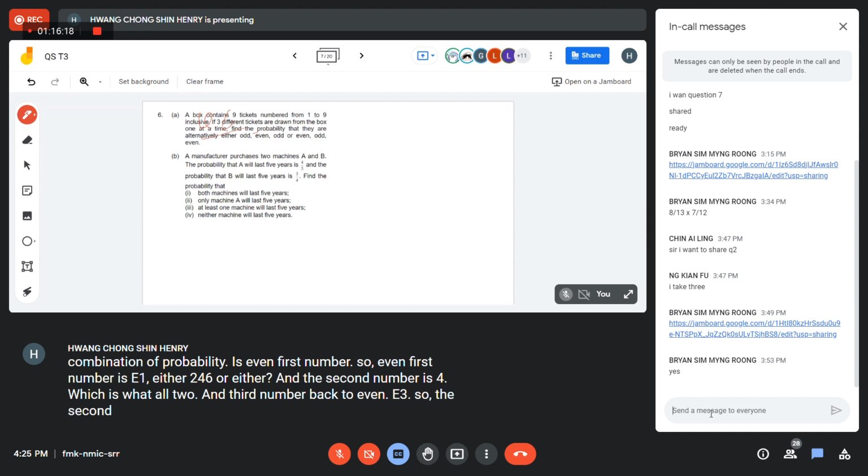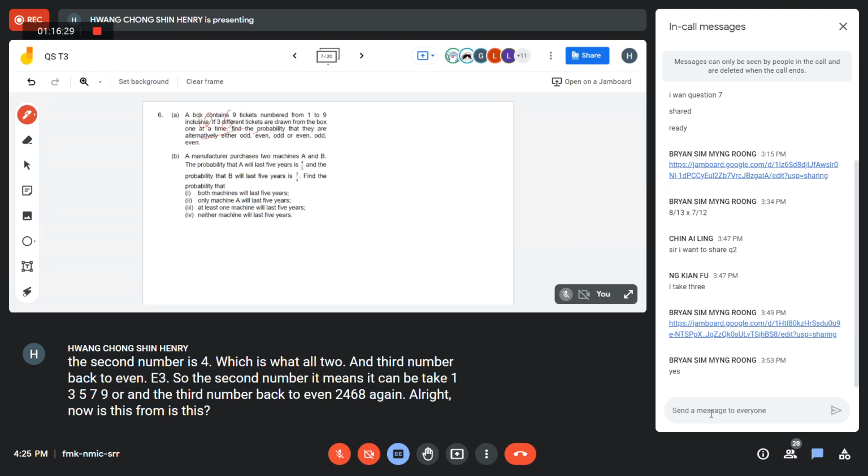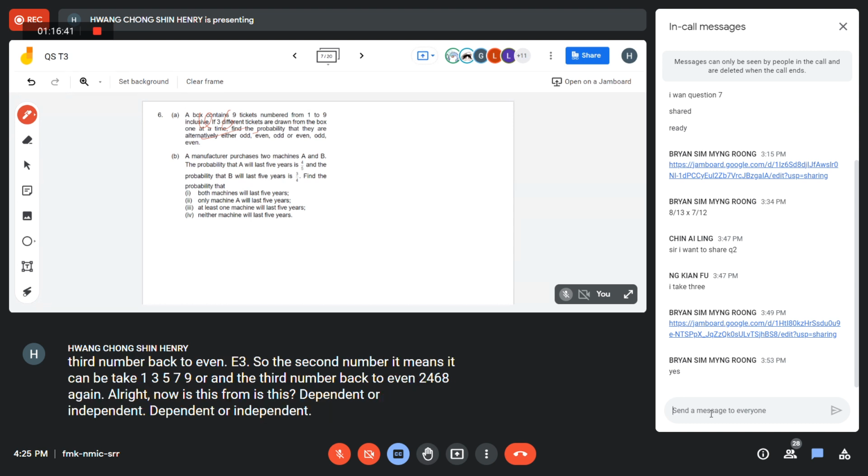So the second number can take 1, 3, 5, 7, 9, and the third number goes back to even, 2, 4, 6, 8 again. All right. Now, is this dependent or independent?